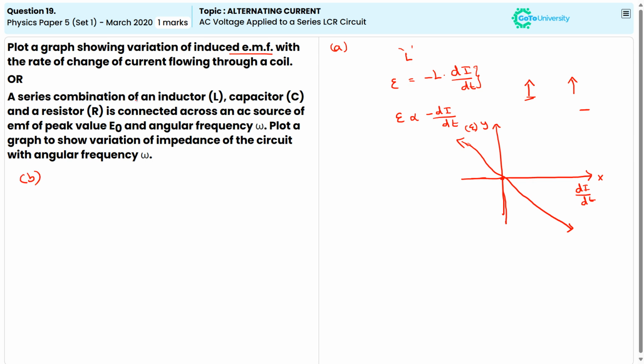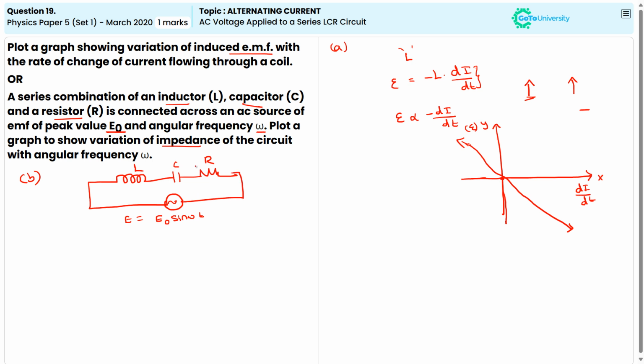Here the question is, a series combination of an inductor, capacitor and a resistor is connected across an AC source of EMF of peak value E0 and angular frequency omega. The question is, plot a graph to show variation of impedance of the circuit with angular frequency omega. We know that in a series LCR circuit, the inductor, capacitor and resistor are connected across an AC source of EMF peak value E0. So EMF equals E0 sine omega t.